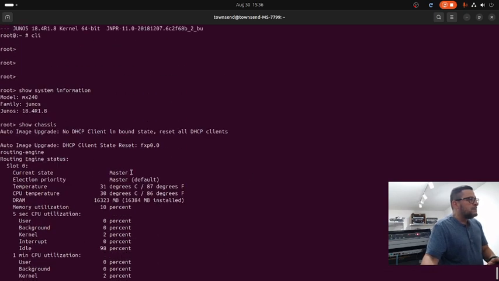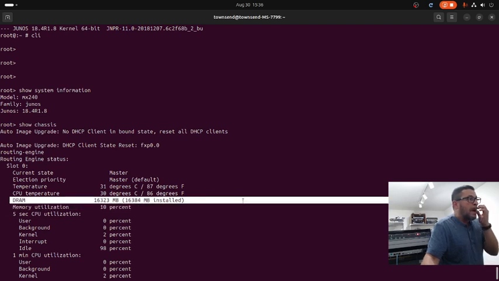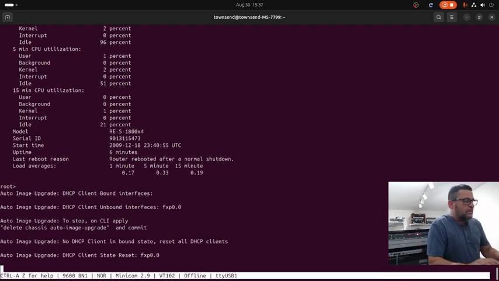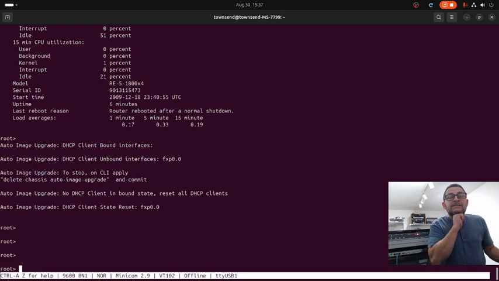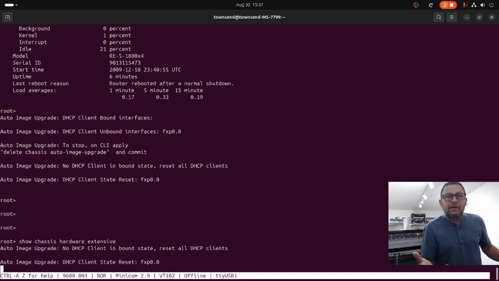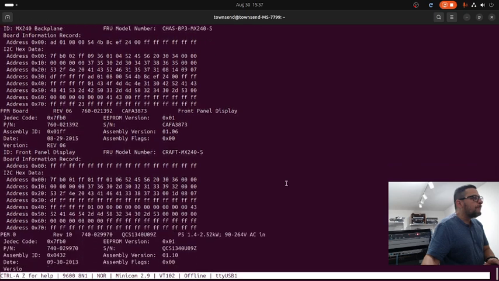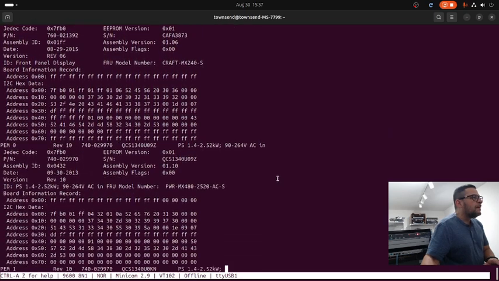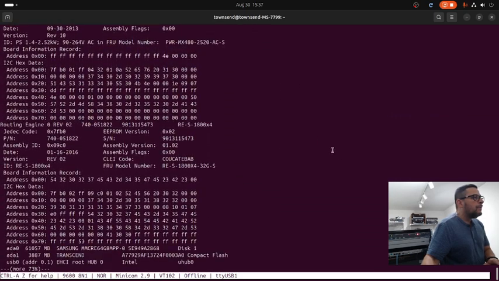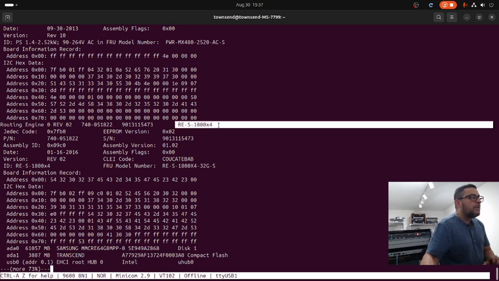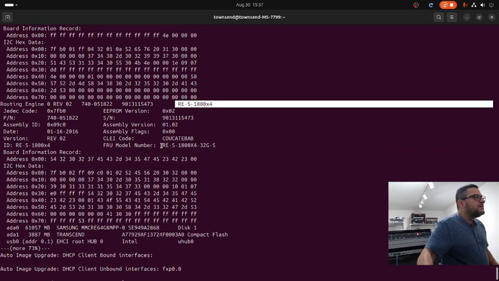And there we go, guys. This is the routing engine. It only detects 16 gig, because the memory is only 4 gig each module. But the chassis model number is 32. Let me show you. Show chassis hardware extensive. That command gives you more information about the hardware components. There we go. Look at that. This is the model number of the routing engine, and right here is the complete model number.